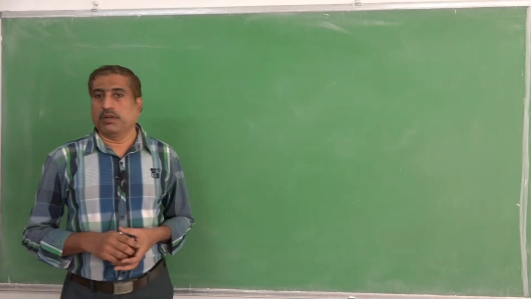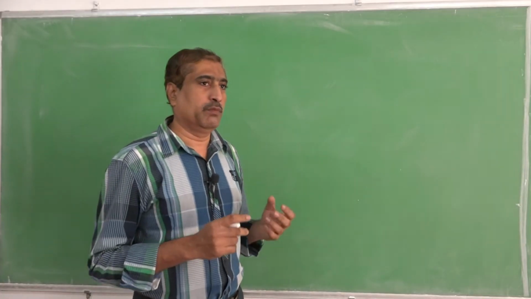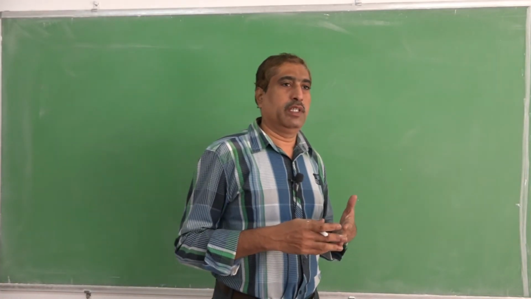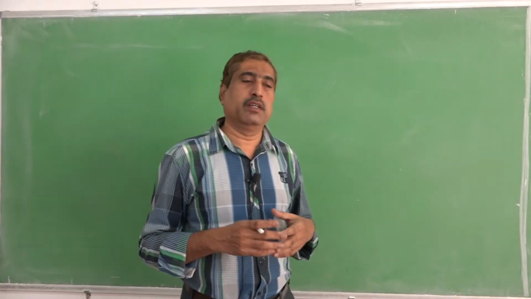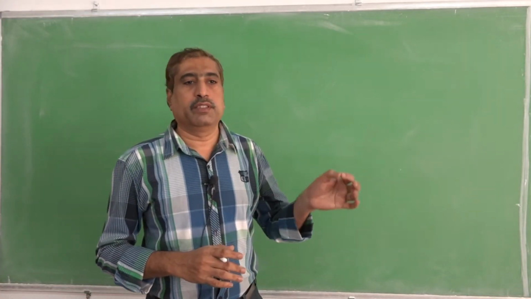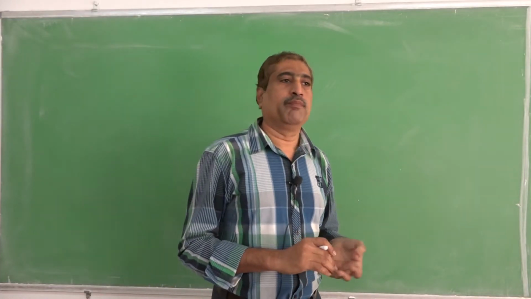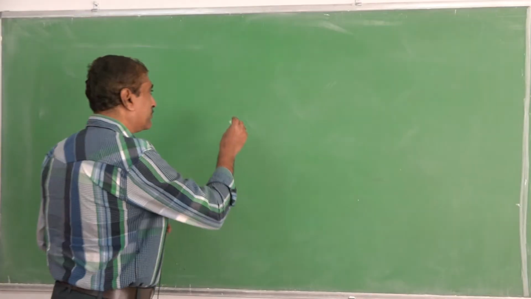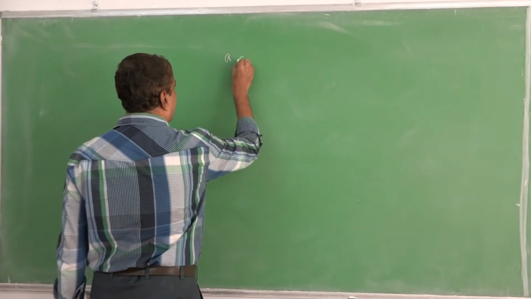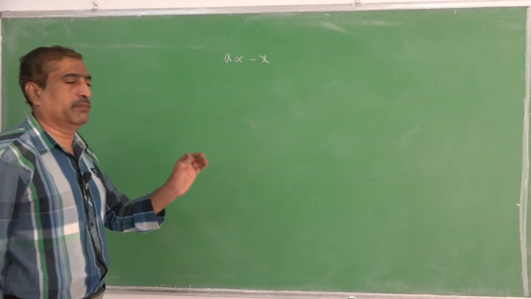Simple harmonic motion is defined as the periodic motion in which the acceleration of the particle is directly proportional to its displacement from a fixed position and acts opposite to that direction. That means acceleration is proportional to its displacement from its mean position.